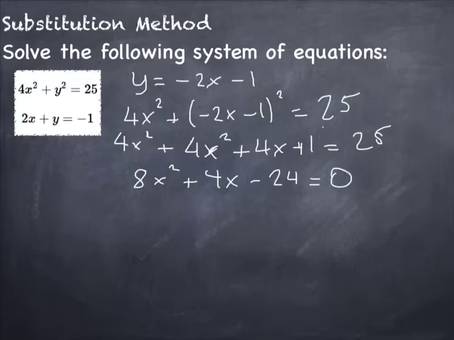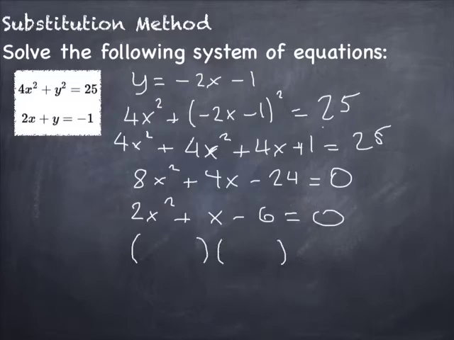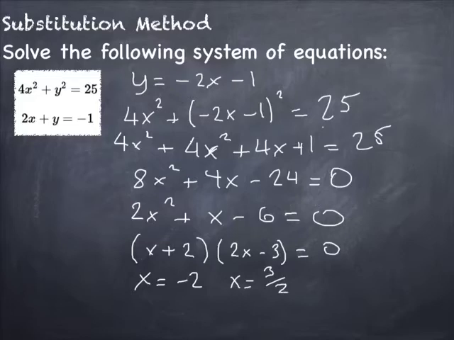We can divide everything by 4. 2x squared plus 1x minus 6 equals 0. And this is factorable. The factors become x plus 2 and 2x minus 3. So x equals negative 2, x equals 3 halves.